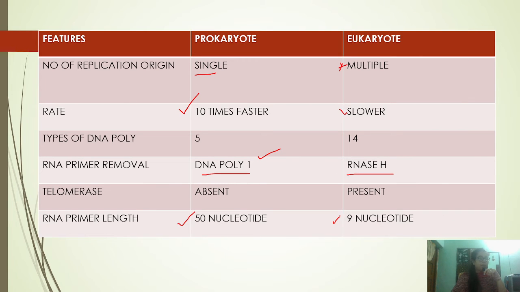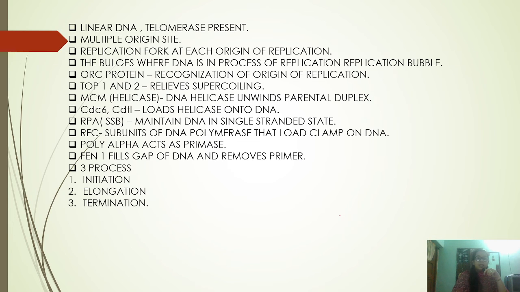Two tables are very, very important from the exam point of view. For better understanding, do watch the first and second parts of the video and then come to this part, so that all the concepts regarding replication are clear. Next, I have already told you that eukaryotes have linear DNA, whereas prokaryotes have circular DNA. In eukaryotes, multiple origin sites will be there, so for each origin site a replication fork will be present, and there will be a bulge where the replication takes place. First ORC will come, and it will recognize the origin site.